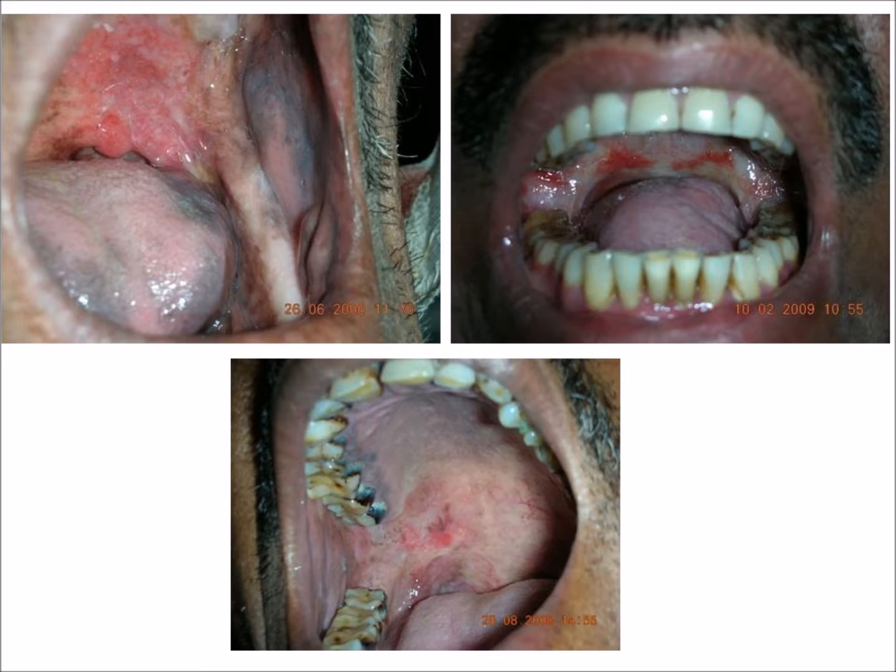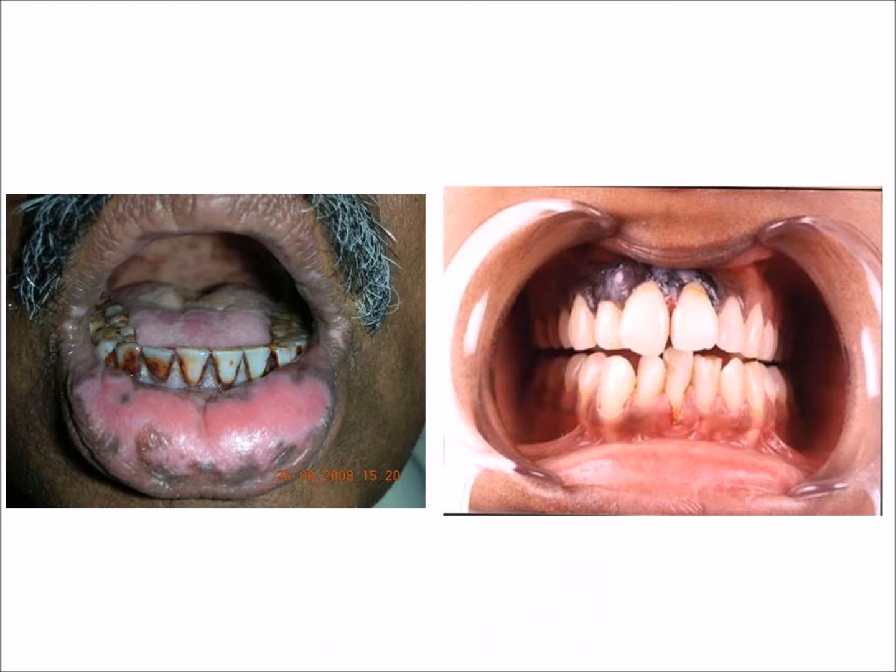This is cancer in a patient who had submucous fibrosis, and you can see that at the right retromolar trigone, there is a bleeding ulcer, and the biopsy, if it is taken, is positive. This is a leukoplakia which is covering the entire half of the tongue. This happens usually in tobacco users.